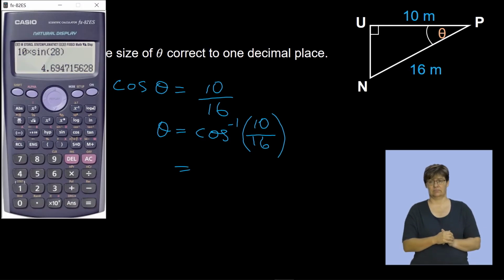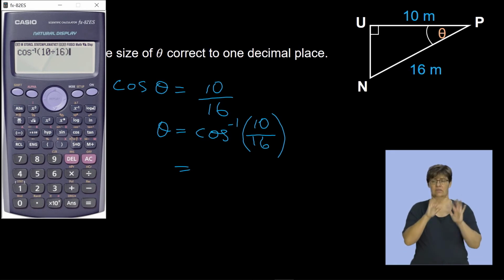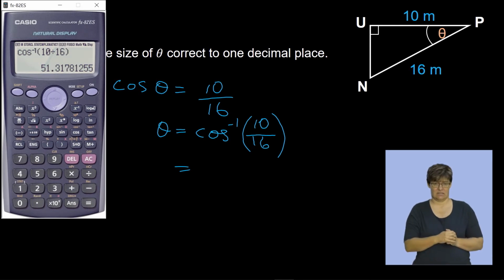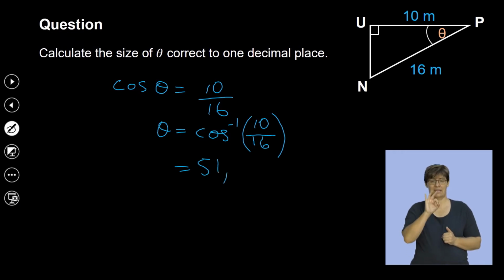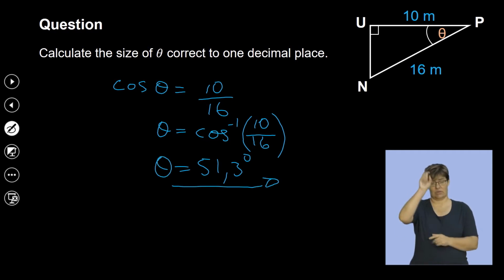So let's do this and see what we mean. Shift cos, this will be 10 divided by 16, as I said, and therefore that will be 51.3. So it's just going to be 3 because it's to 1 decimal place. So this will be 51.3 degrees. Remember, theta is an angle, so we need to include the degree when we talk about theta.